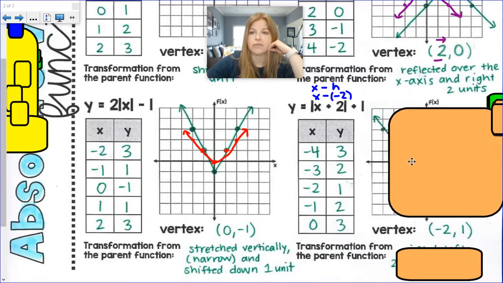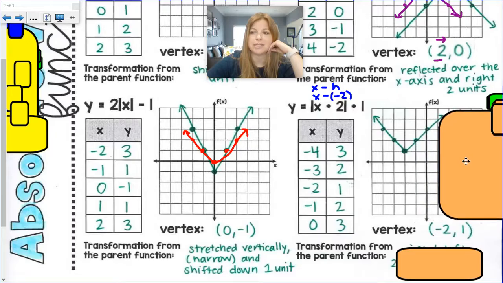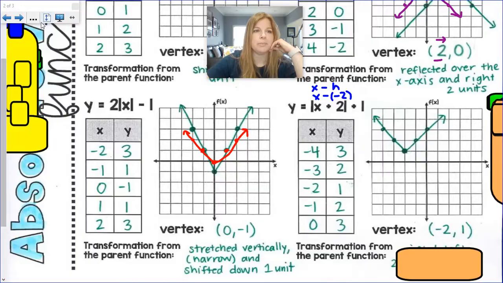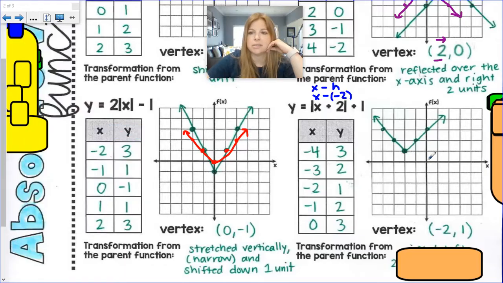So negative 4, 3. Negative 3, 2. Negative 2, 1. Negative 1, 2. 0, 3. I'm going to graph my parent function again, just so we can make the connections. So 0, 0, 1, 1, 2, 2, negative 1.